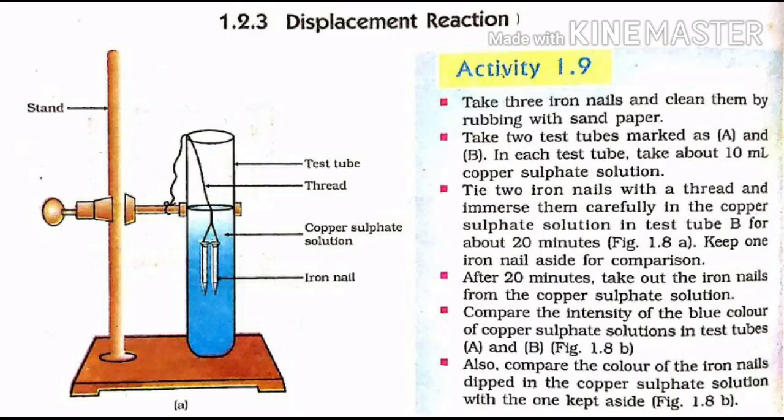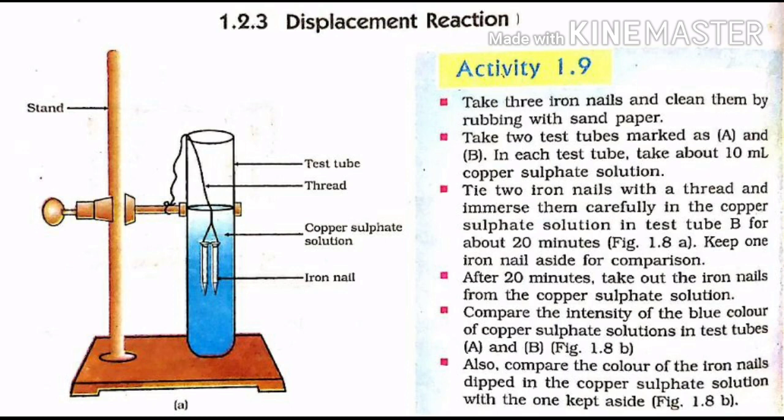Activity 1.9 explains the displacement reaction. Take 3 iron nails and clean them by rubbing with a sandpaper. Take 2 test tubes and mark them as A and B. In each test tube, take about 10 ml of copper sulfate solution. Tie 2 iron nails with a thread and immerse them carefully in the copper sulfate solution in test tube B for about 20 minutes. Keep 1 iron nail aside for comparison.